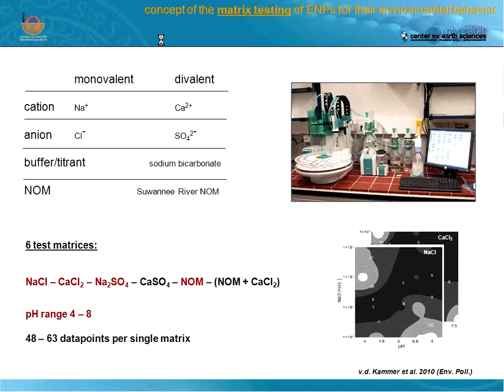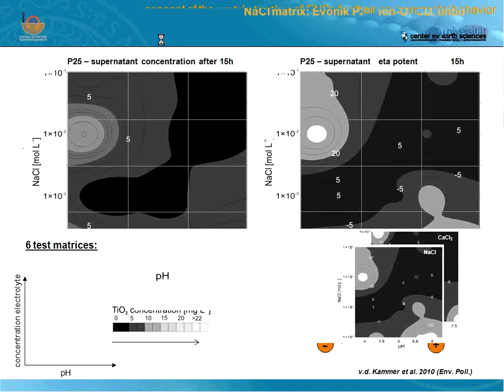We use this on a background of sodium bicarbonate of 3 millimolar to stabilize the pH, and we use Savannah River NOM as a surrogate for NOM here. We used combinations of a 1-to-1 salt, a 2-to-1 salt, a 1-to-2 salt, and a 2-to-2 salt, and of course NOM. The pH range we tested was between 4 and 8, and the data points in one of these plots range between 48 single measurements up to 63 single measurements in one matrix.